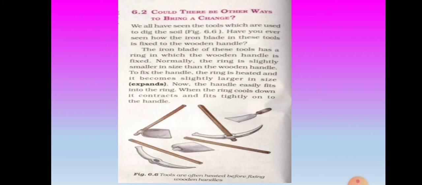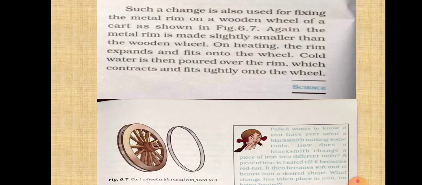Another example we have is of a cartwheel with a metal rim fixed on it. Such a change is also used for fixing the metal rim on a wooden wheel of a cart, as shown in figure 6.7. The same process is there for fixing the metal rim on a wooden wheel. Again, the metal rim is made slightly smaller than the wooden wheel. On heating, the rim expands and fits onto the wheel. Cold water is then poured over the rim, which contracts and fits tightly onto the wheel. So let us see a video and try to understand the process.